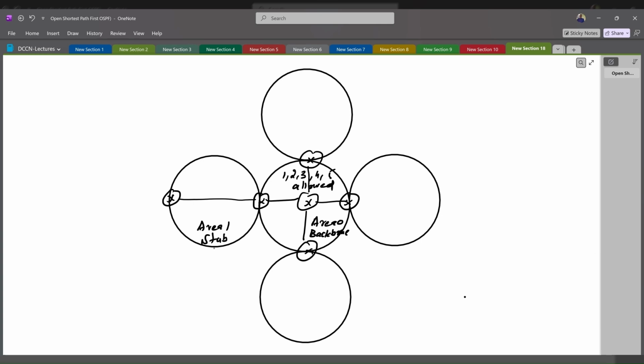So stub area is the area that does not receive external type 5 LSAs, right? For example, there is another network. This is outside this network, and this area is connected with this network, right? So no external network updates are allowed. Okay. So then, what is allowed as per LSA rule? LSA one is allowed. LSA two is allowed. LSA three is allowed.